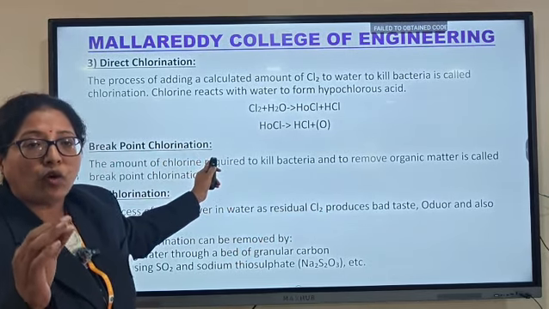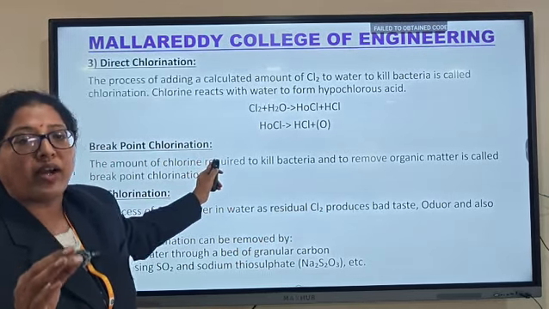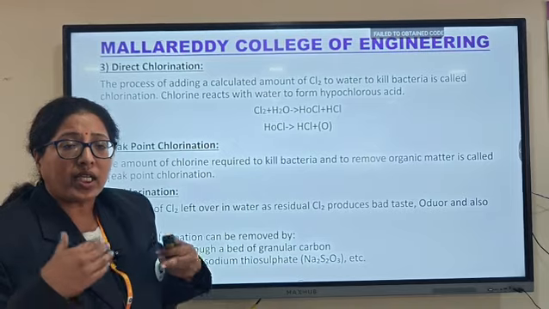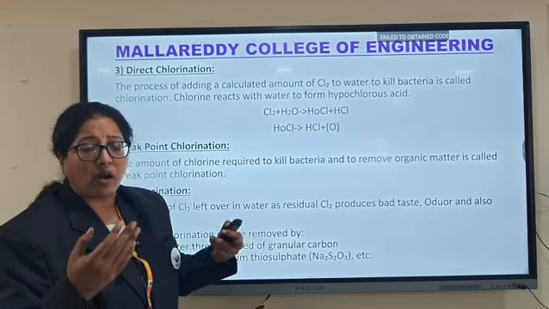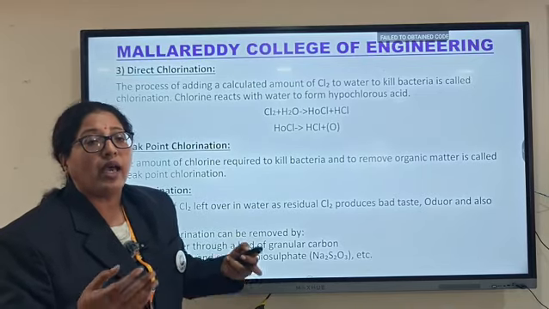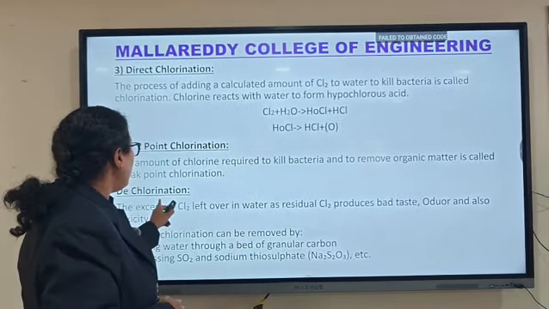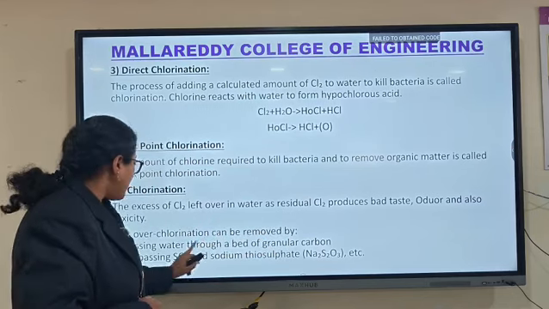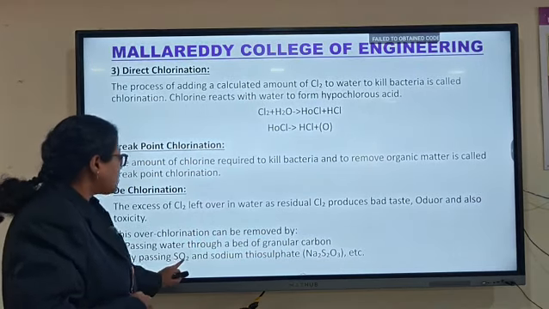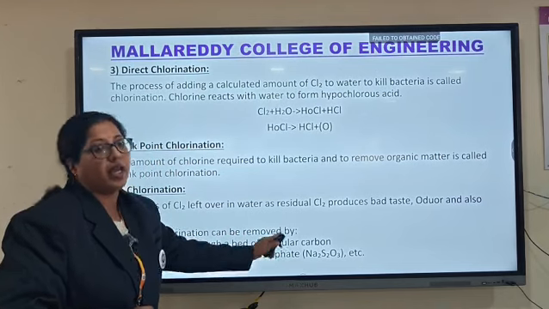The amount of chlorine required to kill the bacteria is called breakpoint chlorination. If water has an excess amount of chlorine, it gives a bad taste and odor. So we have to remove the excess amount of chlorine by the dechlorination process. The excess chlorine is removed by passing water through a bed of granular carbon. The second one is by passing SO2 and sodium thiosulfate, etc.